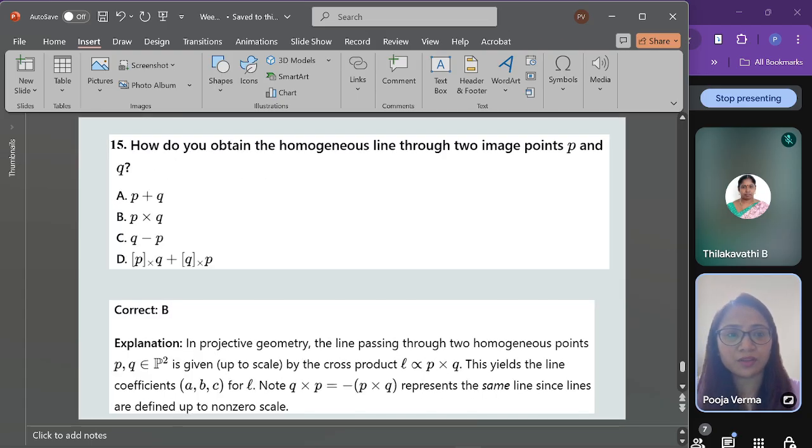Now the last question is: how do you obtain the homogeneous line through the two image points P and Q? Already we know that to obtain the homogeneous line between the two image points P and Q, we take the cross product of P and Q. Already we have solved one question on that. So option B is the correct option.